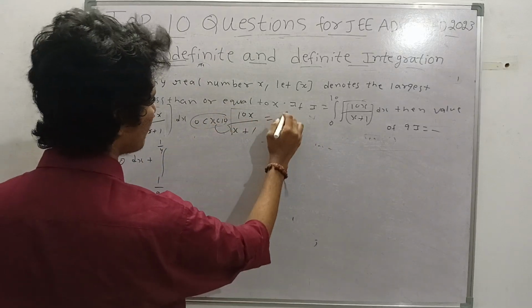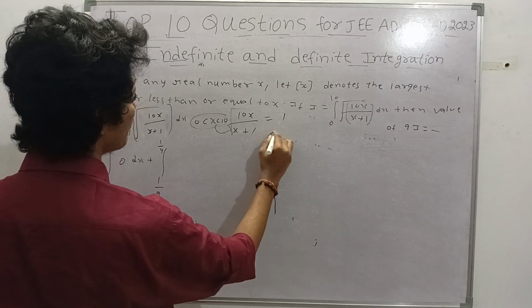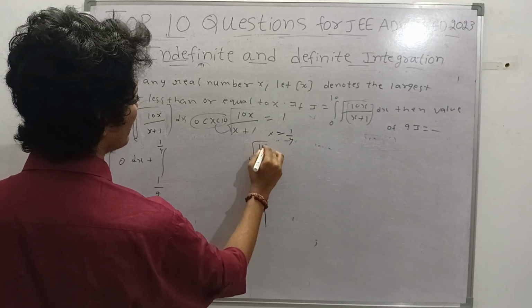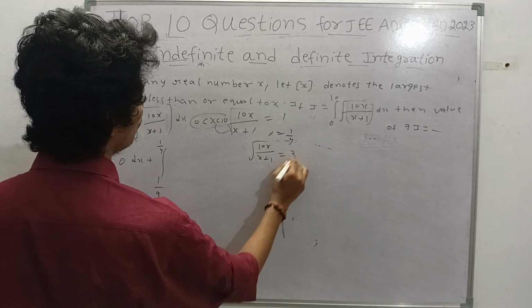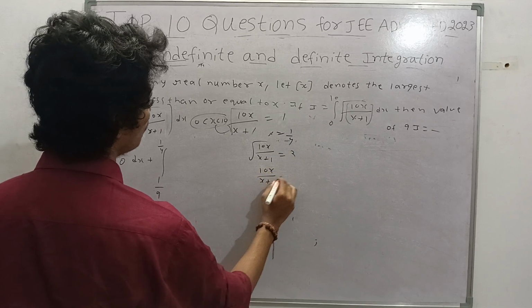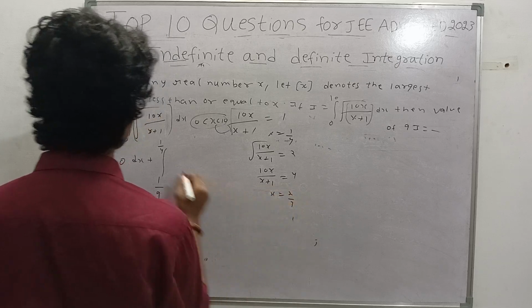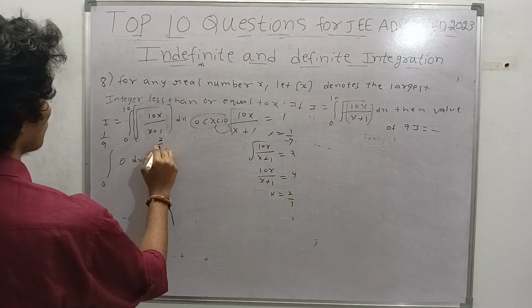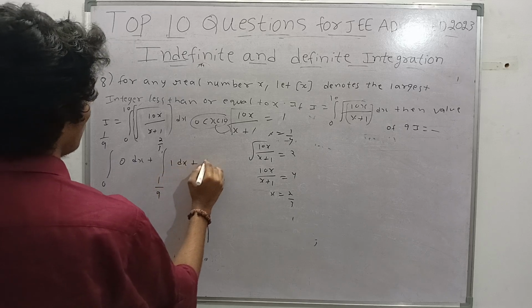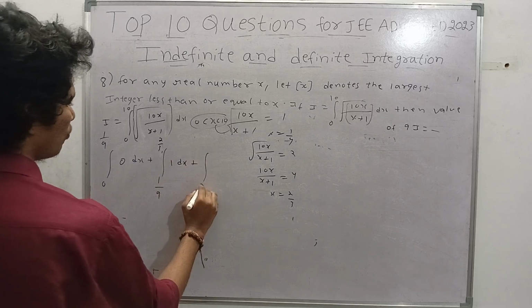Here it is root, and first of all we checked 1. So what we got? x equal to 1 by 9 we got. And now we are checking 10x by x plus 1 equal to 2. What I will get? 10x by x plus 1 equal to 4. 10x, what I will get now? x equal to 2 by 3 I will get. So I can replace here 2 by 3. So now it will begin 1 dx. And integration. Now 2 by 3.